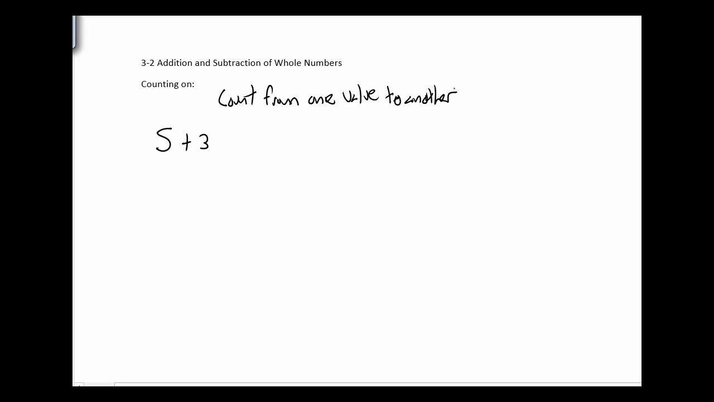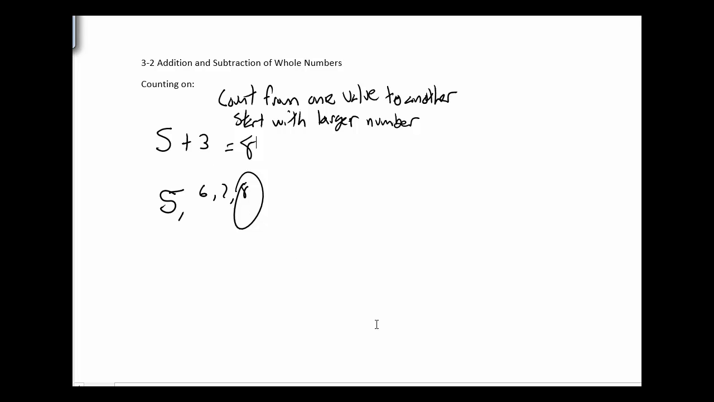And it helps if you're a little organized. So you want to start with the larger number. And then the smaller number you just count on top of that. So in other words, if I start at 5 and I count 3 units, then I go 6, 7, 8, and so I end up at 8. And so 5 plus 3 is 8. Okay, that is referred to as counting on.